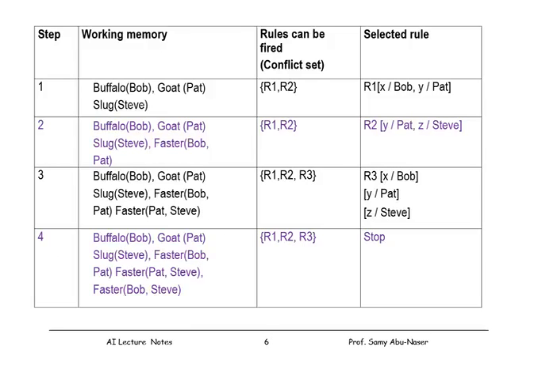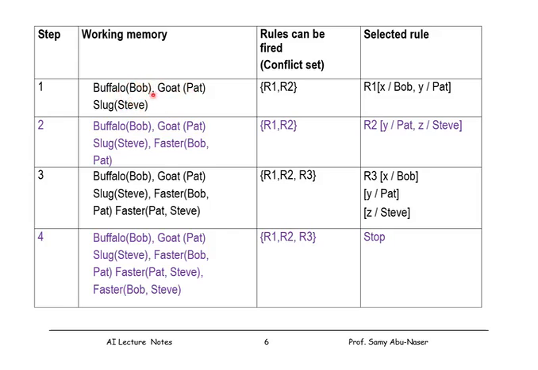We do it like this. Step, then a column for working memory, the things we keep in memory. Rules that can be fired, called the conflict set. Conflict set means if we have more than one rule that can be fired at the same time, we have a conflict set. Then the selected or fired rule: which rule we selected to execute. In the beginning we put the facts here: Bob is a buffalo, Pat is a goat, and Steve is a slug. These facts are given.